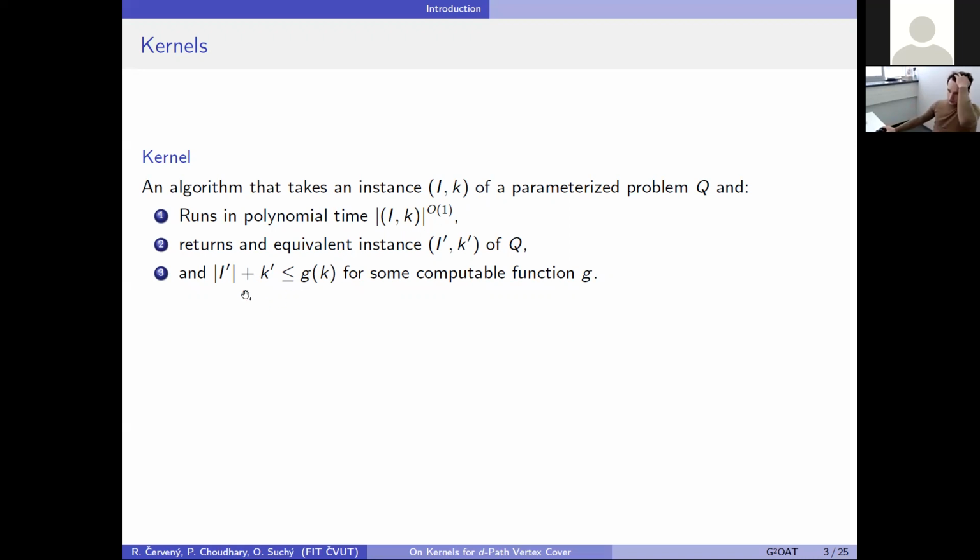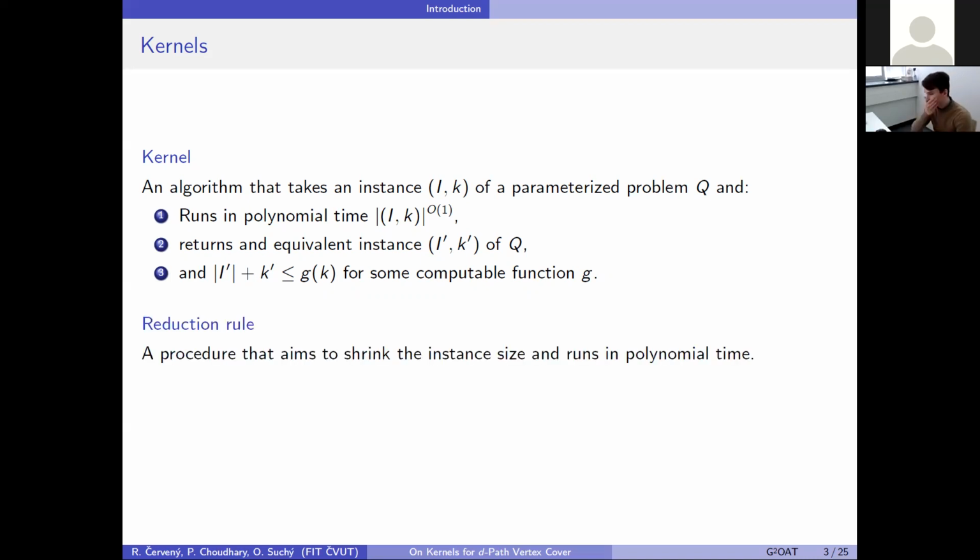And the third condition on the algorithm is that the resulting reduced instance should be bounded by some function of our parameter. So the kernelization algorithm somehow preprocesses the instance and should return some equivalent one, which is very much smaller than the original. The typical building blocks of kernelization algorithms are reduction rules. You can see them as functions or procedures that we can repeatedly apply to the graph if some conditions are met, and these reduction rules should somehow shrink the instance.